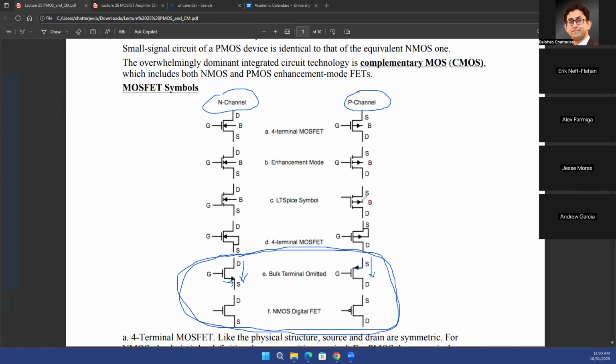How does that B terminal work, the body terminal? Excellent question. So let's talk about that a little bit.